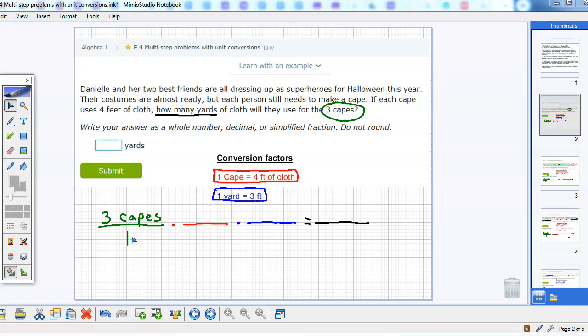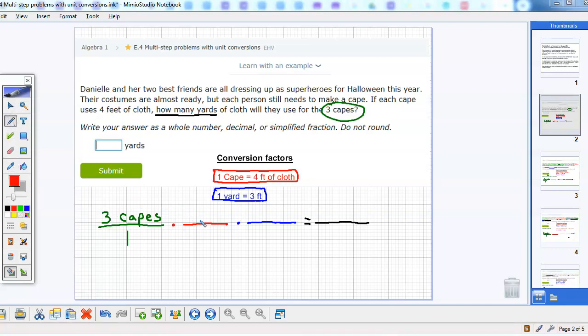We're going to start with 3 capes. So that's 3 capes over 1. Notice how there's no unit in the denominator because that's where we're starting. That's what we're given. This could appear at any point. I could have put this last if I wanted to. We know that 1 cape equals 4 feet of cloth. So I ask myself this question. What unit do I want to cancel here? I want to cancel capes, and we're going to convert capes to feet.